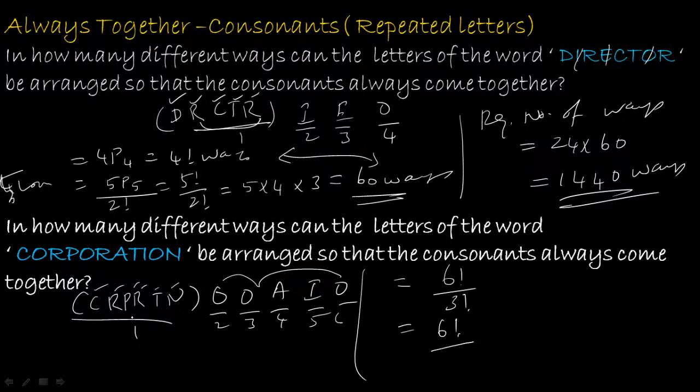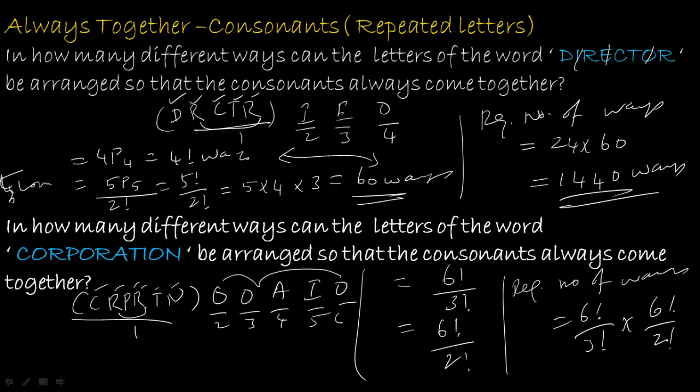Also here, look at the letters C, R, P, R, T, N. The letter R repeats 2 times. So you have 2 factorial in the denominator. So the required number of ways is the product of these two, that is 6 factorial divided by 3 factorial, product of 6 factorial divided by 2 factorial. Simplifying this, you get the answer, or you may get the answer like this too. Next.